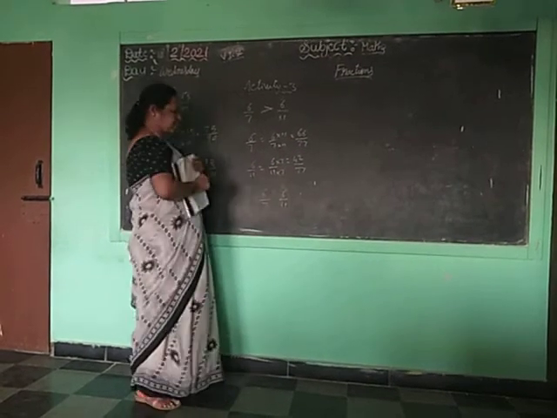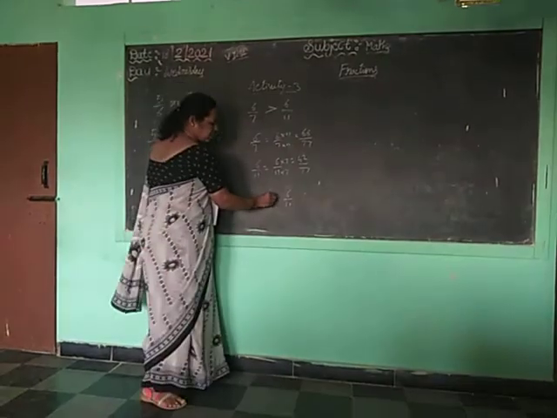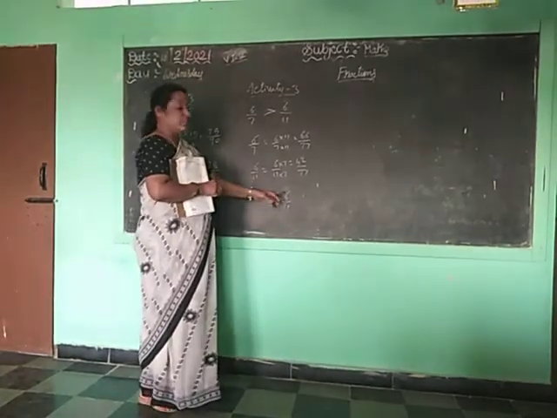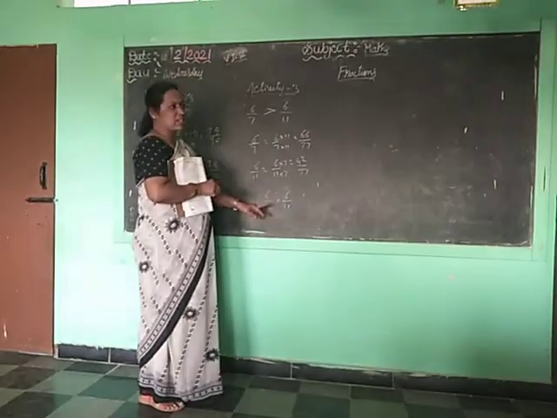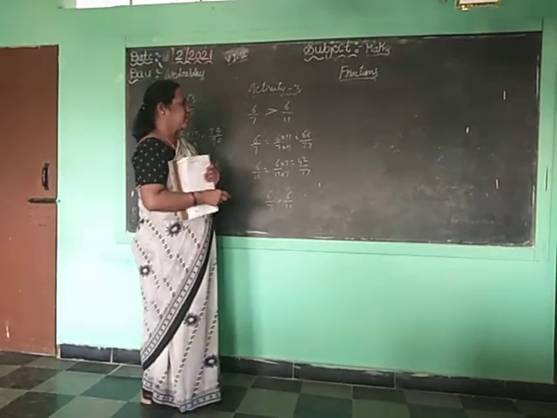So which fraction is greater? I said 66. That fraction is 6 by 7. So 6 by 7 is greater than 6 by 11. Why? Because when numerators are same, the smaller denominator is the greater. So 6 by 7 is greater.